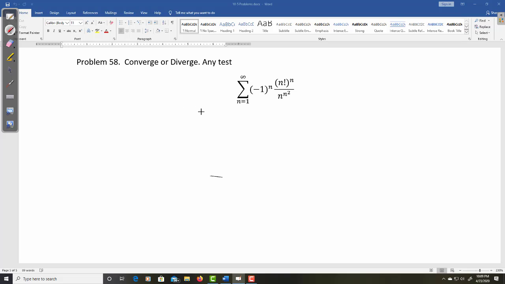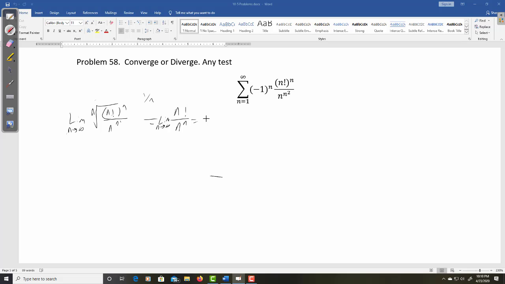Can really ignore this alternating series term. So if I just take the nth root of the whole thing, nth root of n factorial to the n over n to the n squared. Remember that this is the same thing as raising to the 1 over n power. So basically divide an n into both powers. You will get n factorial over n to the n.